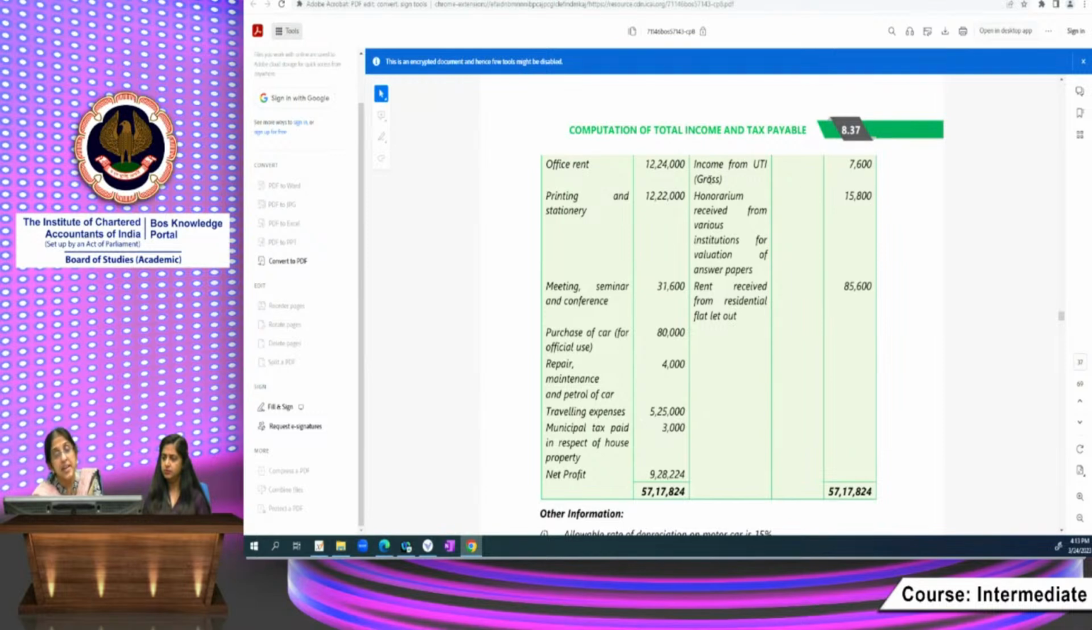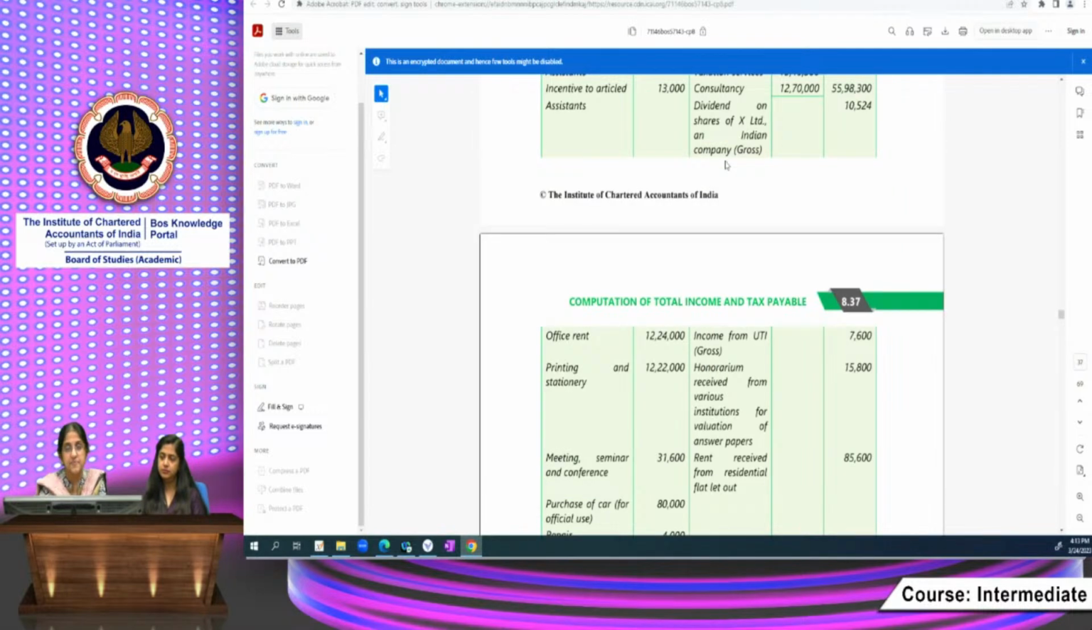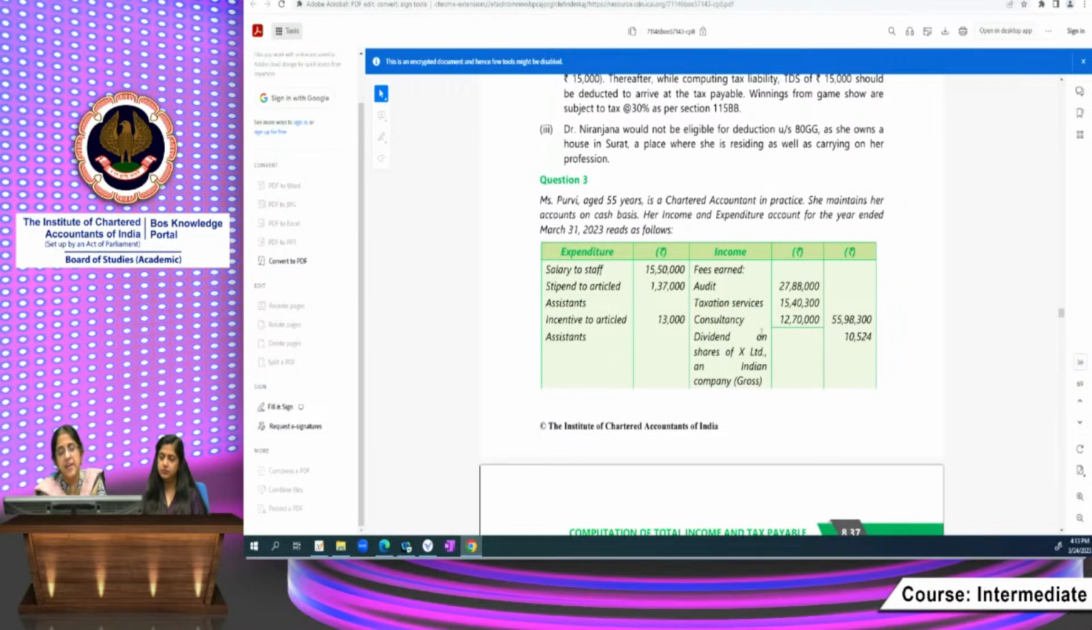Income from UTI, gross amount has been credited here. So you deduct this amount here, and you take that amount as it is in the income from other sources because it's written as gross. Fee earned is, of course, this income. It is PGBP. Dividend on shares, again, it's a gross income, 10,524. So you deduct it here and you take it under income from other sources. If it is net, then you have to deduct this amount, gross it up and take it up from income from other sources. This is the way you have to do.